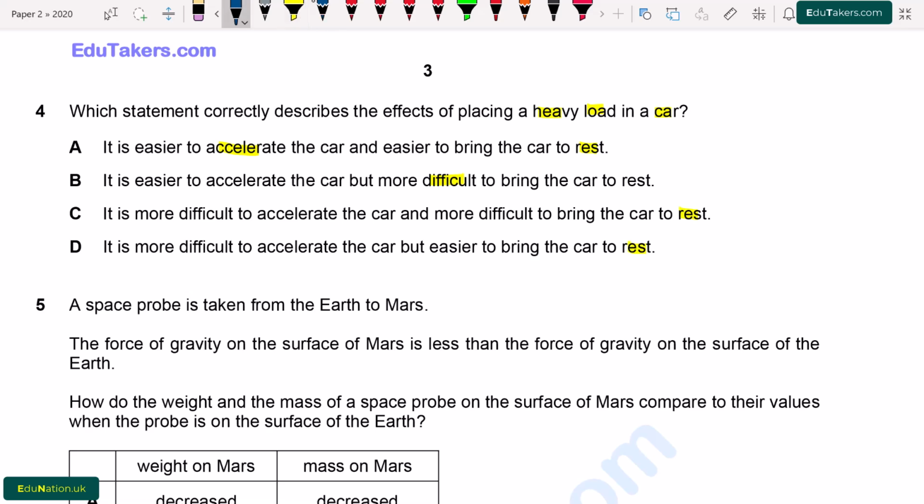First of all, I suppose that car at this position, and when I place a heavy load in this car, then the mass of the car increases. When the mass increases, it means that this car requires larger force to accelerate. So when we require a larger force, it means that it is more difficult to accelerate the car as well as to stop the car. So from here option C is correct, which shows that it is more difficult to accelerate the car and more difficult to bring the car to rest.